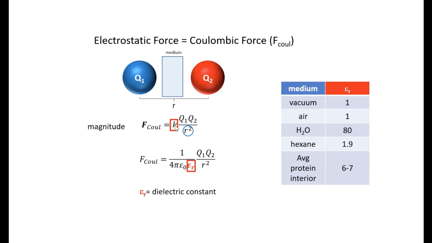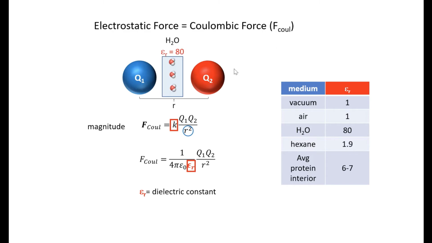Additionally, the constant K is very important. It depends on the medium in between the 2 charges. The constant K can also be written as a combination of other constants. One of these is the value called epsilon, the dielectric constant. It describes how the medium in between the charges affects the force of attraction and repulsion between the 2 charges. If the medium is vacuum or air, epsilon is equal to 1, and the charges experience the full Coulombic force.